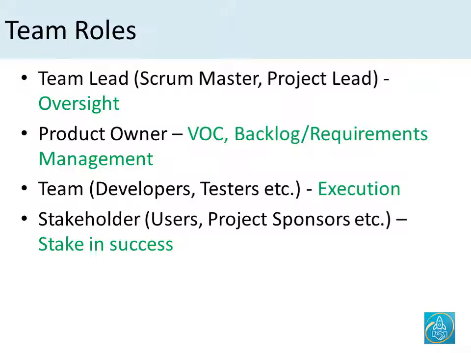Then you have product owner, and the role of product owner is essentially to work on all the requirements, to act as the voice of the customer, to make sure the requirements are well documented, and then work with the development teams to make sure the estimates are done and the release cycles are planned and everything gets rolled out. Then we have the team, which is essentially the execution part of it.